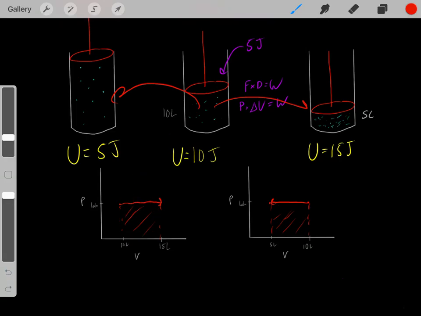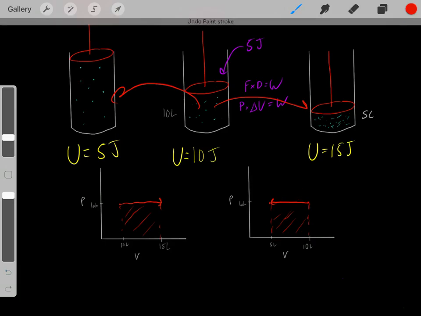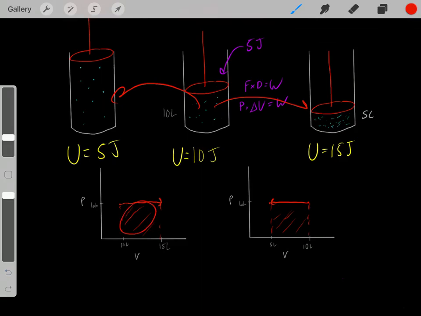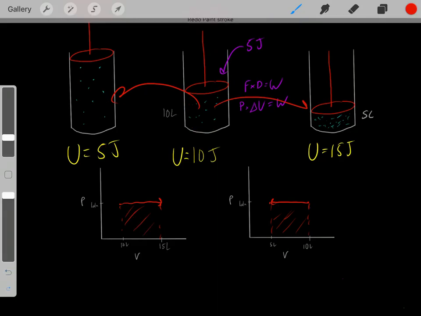So again, the point is, the area underneath the graph when the volume is decreasing represents the work that was done on the system. However, the area underneath the graph when the volume is increasing represents the work that the system lost. And that's what's going on in these PV diagrams.